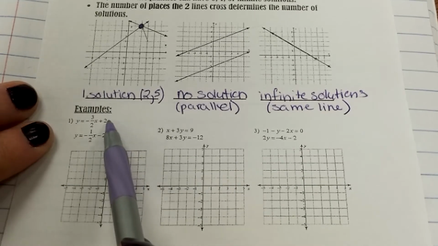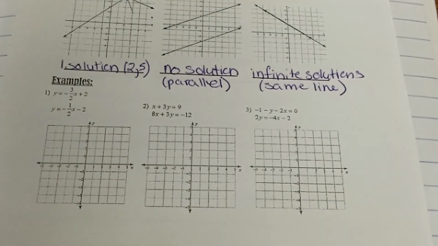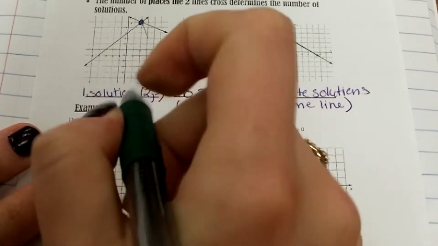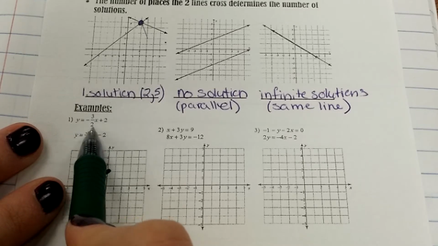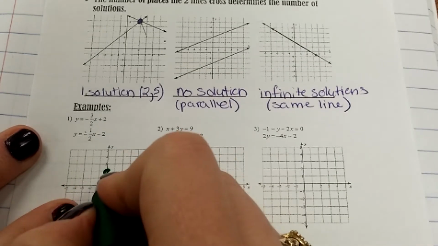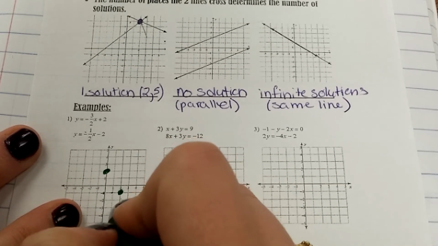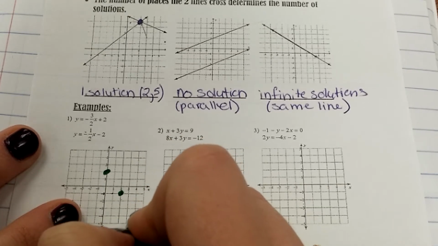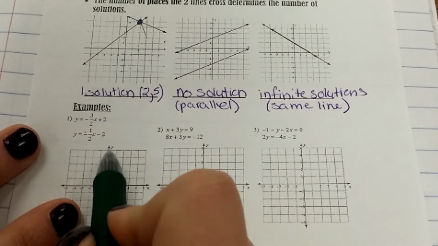Remember, we start at the y-intercept, so I'm going to start here at positive 2. And get a couple different colors, makes this a little easier to see. Start at positive 2, and then a slope of negative 3/2. So that means I'm going to go down 3 and to the left 2. So down 3 to the left 2. Down 3 to the left 2. And then I can go in this direction. I can go up 3.